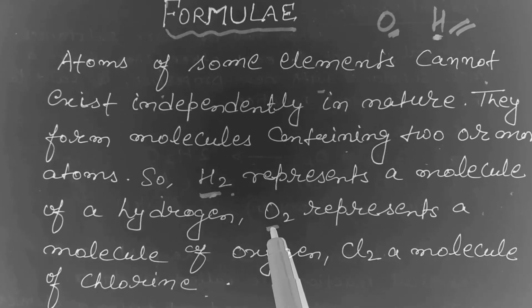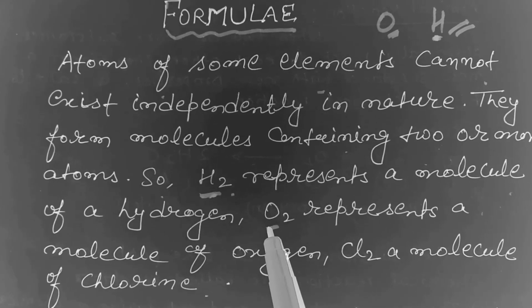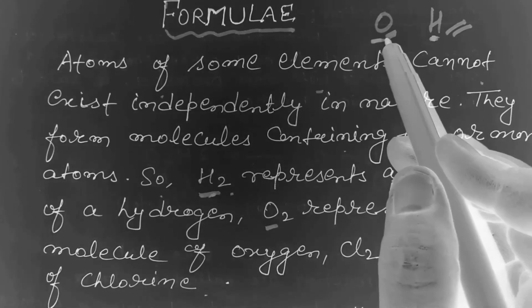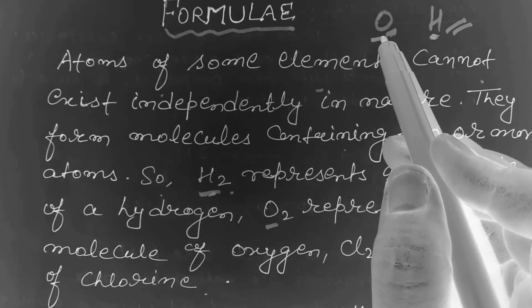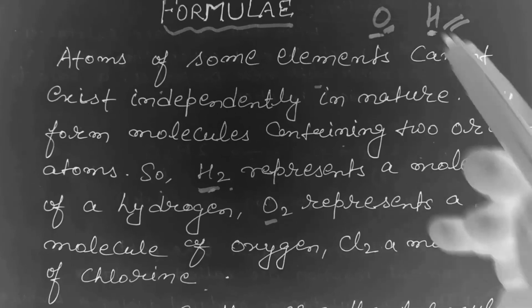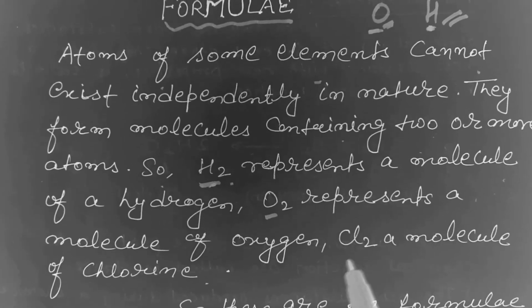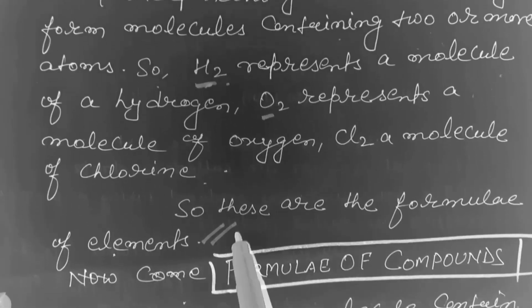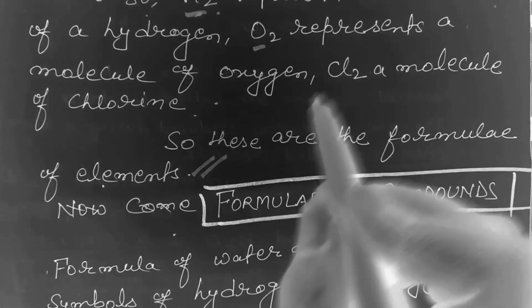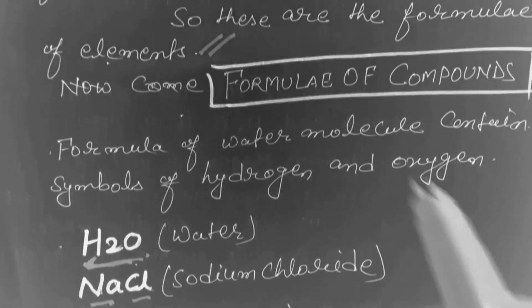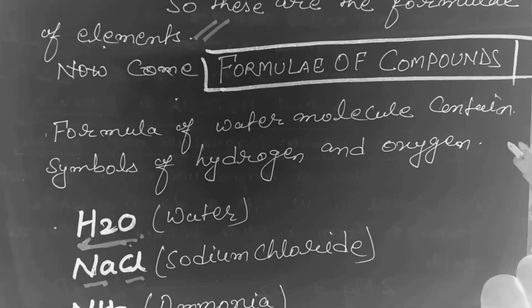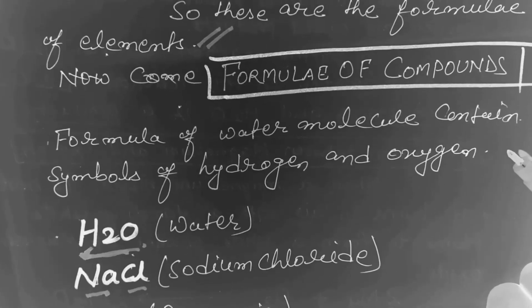Same in the case of oxygen. O2 is a formula, or you may say one molecule of oxygen. If we write a single O, it represents the symbol of oxygen. In the case of chlorine also, same here. So these all are the formulae of different elements. Now come to the formula of compounds. How will we write the formula of different compounds?